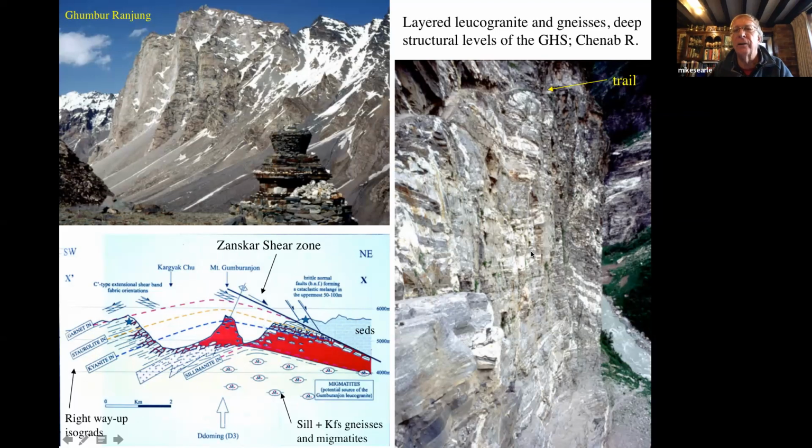And then in the guts, in the core of the metamorphic complex along the Chenab Valley, here's the main trail. There's a pony, there's a horse and a man there to scale, looking down to the Chenab River, and these are horizontally intruded leucogranites within sillimanite gneiss.